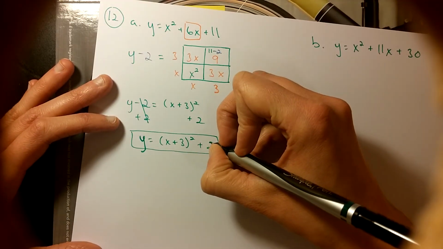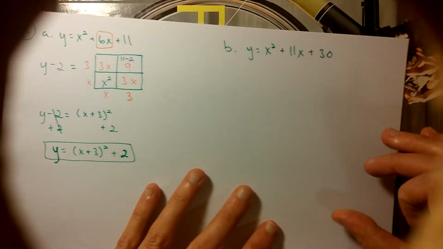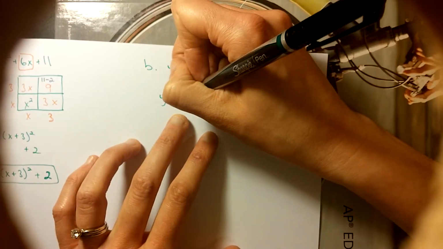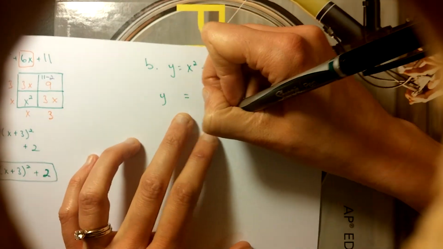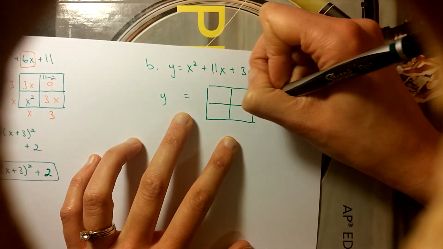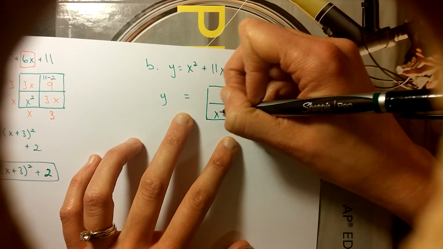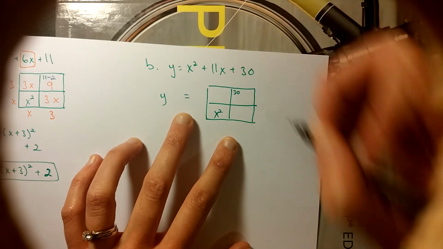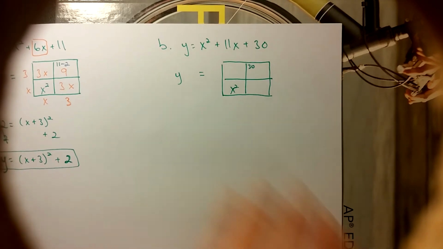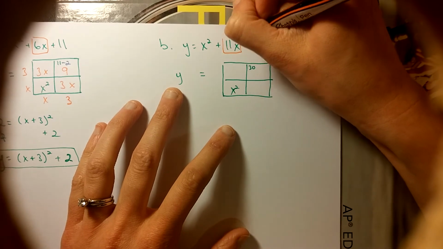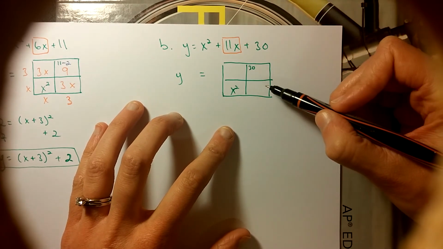So now I'm going to do that same process with this one. So I'm going to have my y, leave a little space to add or subtract something, set up my generic square, put in my x squared. I have 30 units, which I'm going to write little up here. And then I'm going to take my x term, my 11x, and evenly split it between these two boxes.